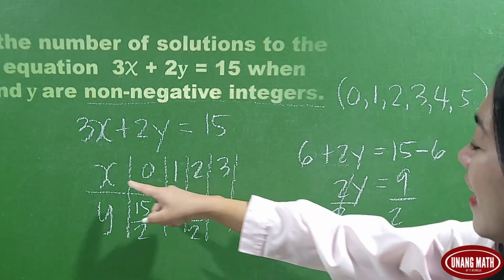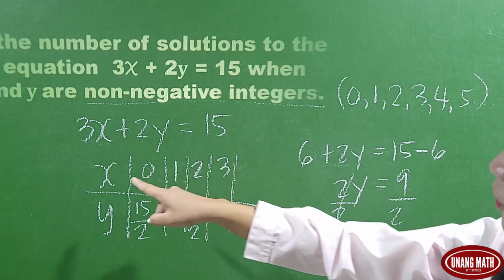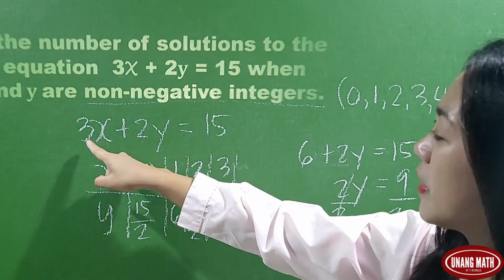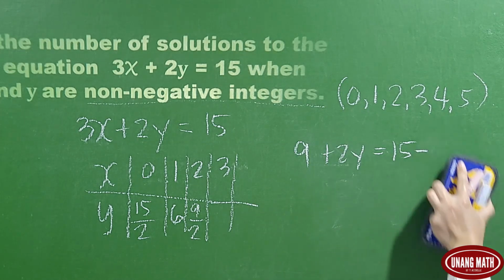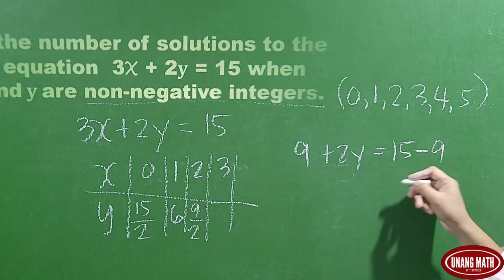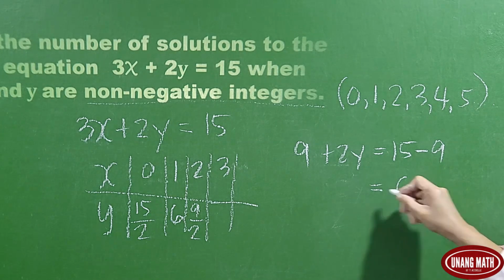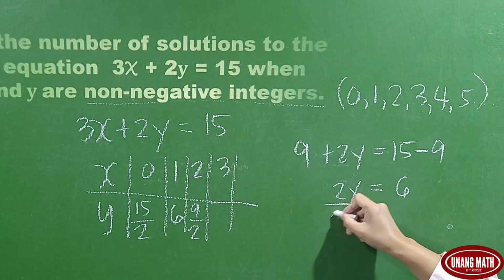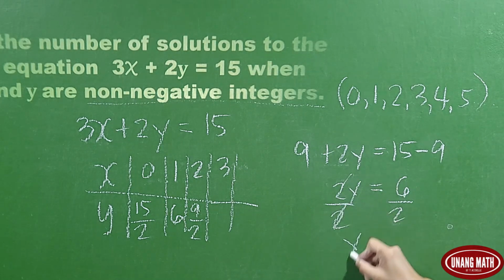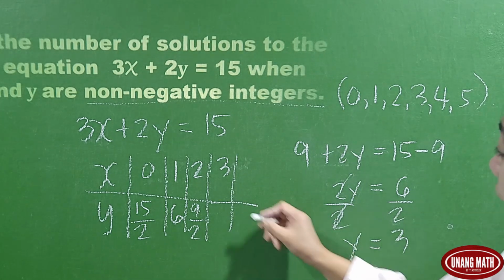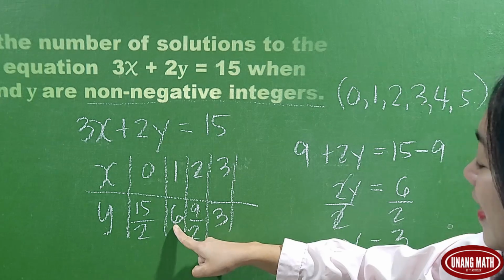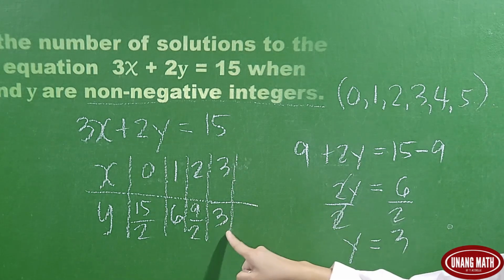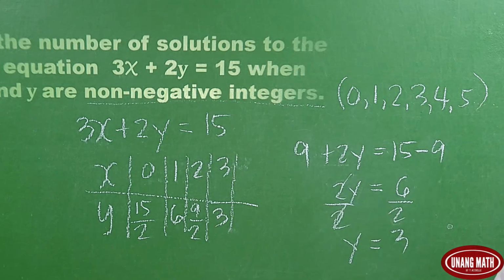Let's take a look at the next value of x. If x is 3, then 3 times 3 is equal to 9. So this is 15 minus 9, which is equal to 6. So 2y is equal to 6. Let's find y by dividing both sides by 2. So y is 6 divided by 2, which is 3. So if x is 3, then y is 3. Our first ordered pair is 1 and 6. We also have 3 and 3 because these are non-negative integers.